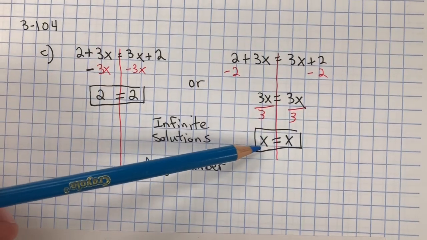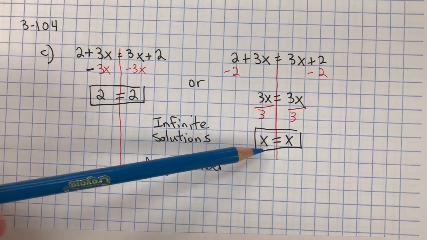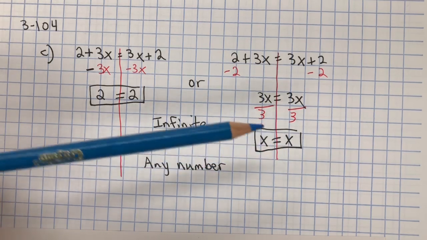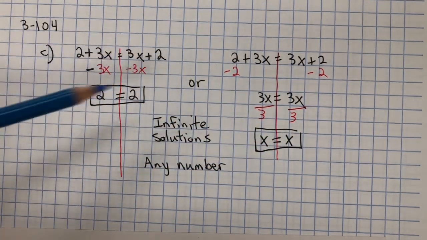Here you see, if x is 7, the right side's 7. If x is negative 4, the right side's also negative 4. So any number I put in here would make this equation true.